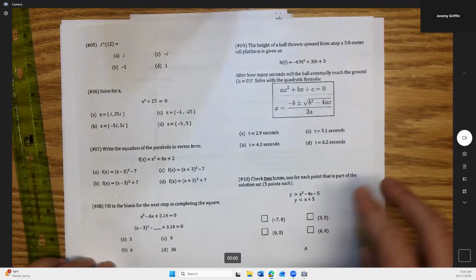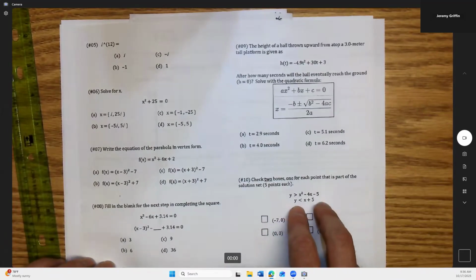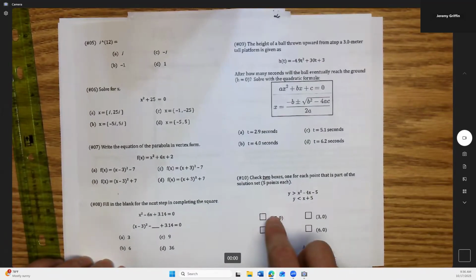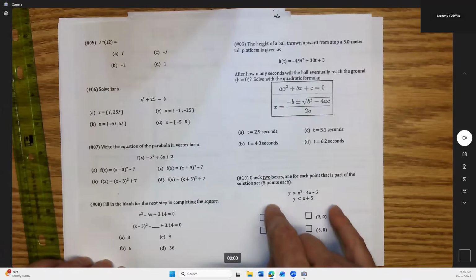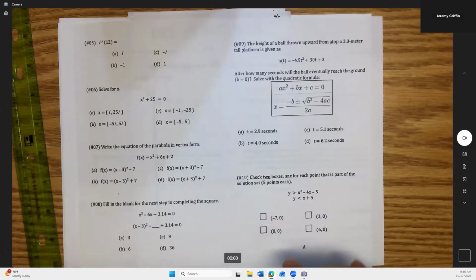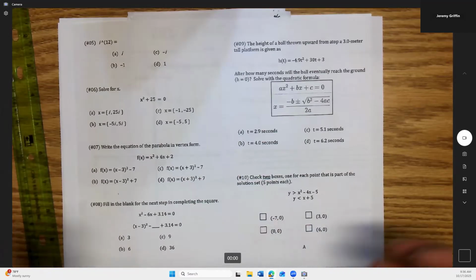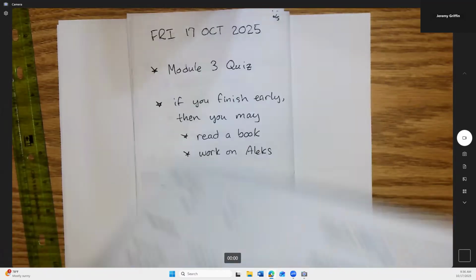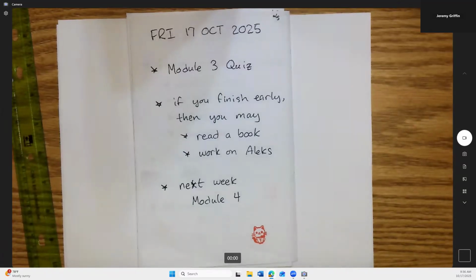And finally, the last question is inequalities. I listed a few points here. Two of these are part of the solution set, meaning they satisfy both conditions, greater than one value but less than another. Two of these points do not work for both. So check off two boxes, just the two that work. And that's it. All right, so there are some hints that I think will help you do pretty well.